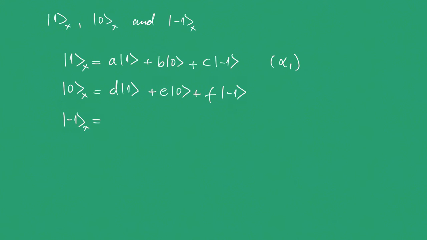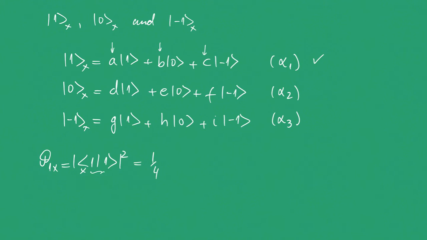ket 1 subscript x, ket 0 subscript x, and ket minus 1 subscript x are in terms of the eigenstates of Sz. Let's assume these general kets as shown. Working on the first expression, alpha 1, we can determine the coefficients a, b, and c. We can use the expressions for the probabilities found previously to determine these coefficients.